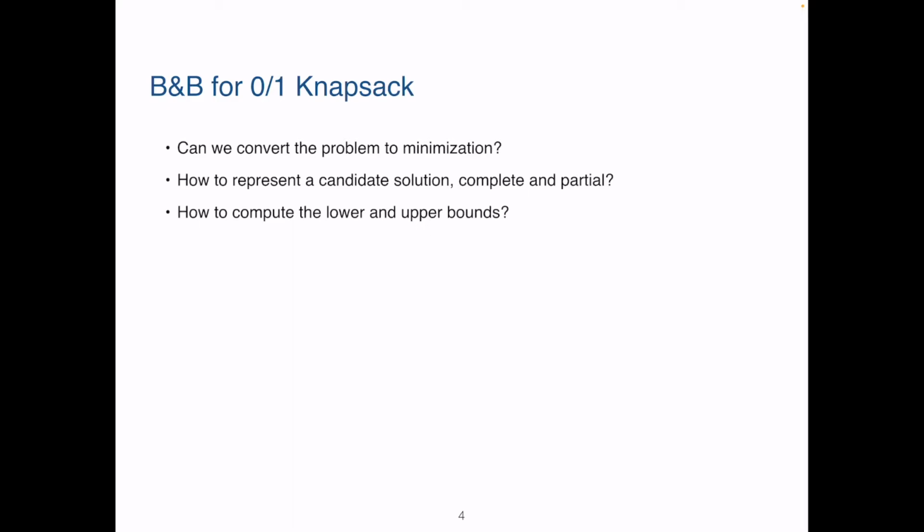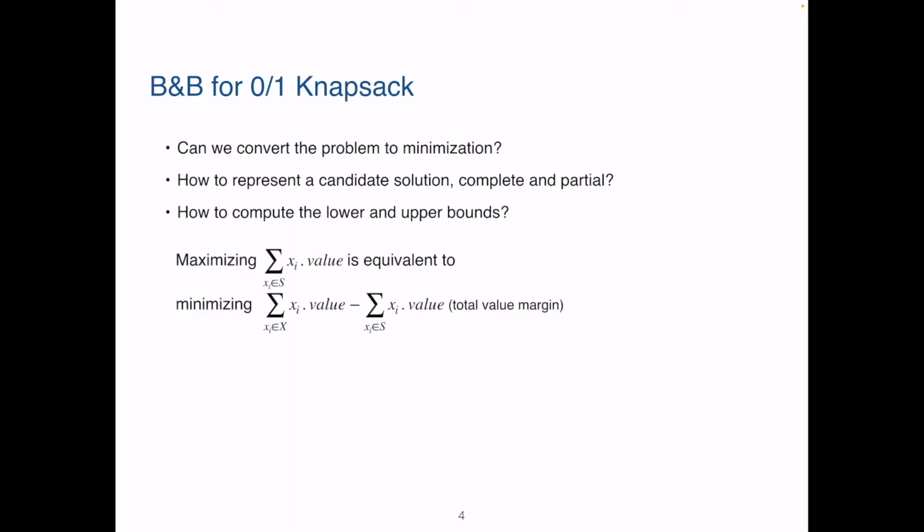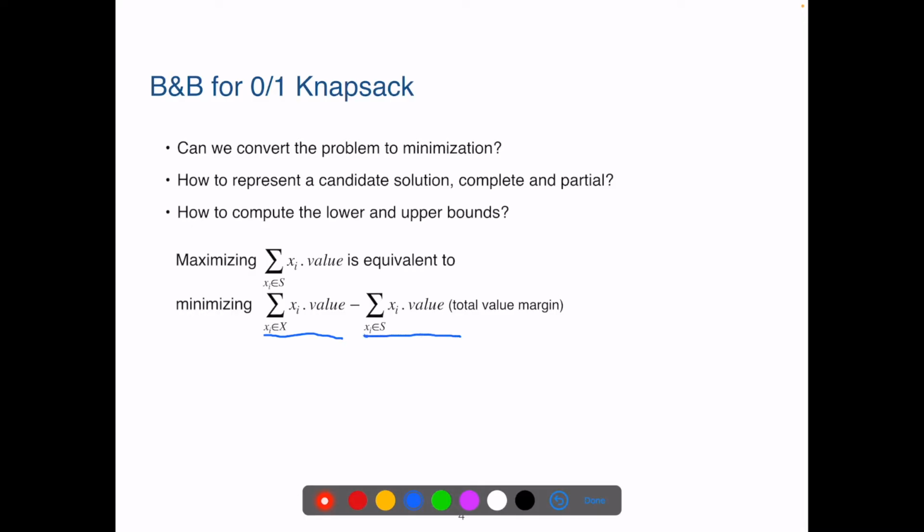The answer to the first question is in fact quite straightforward. We can add up the values of all items in set X and use that to subtract the total value of items chosen in subset S. We can call this the total value margin or just the margin. Therefore, maximizing the total value of the subset S is equivalent to minimizing such a margin.